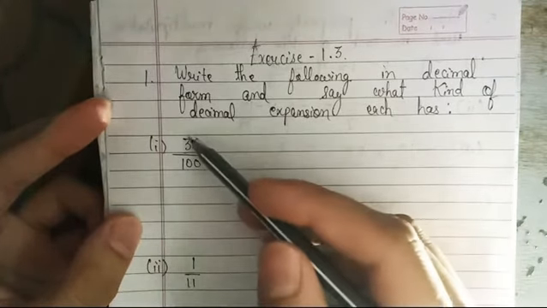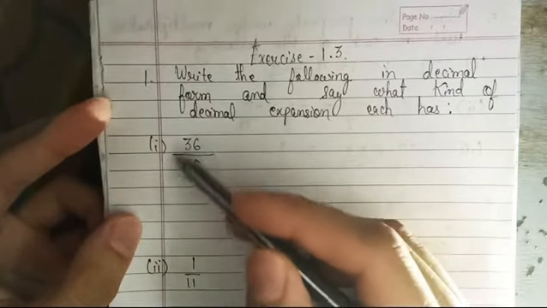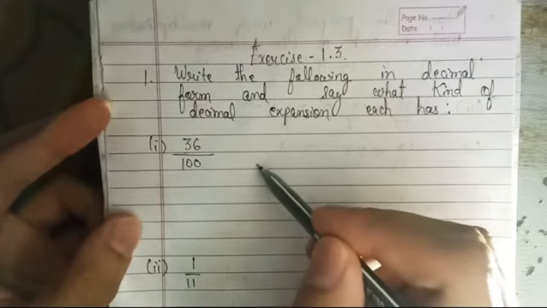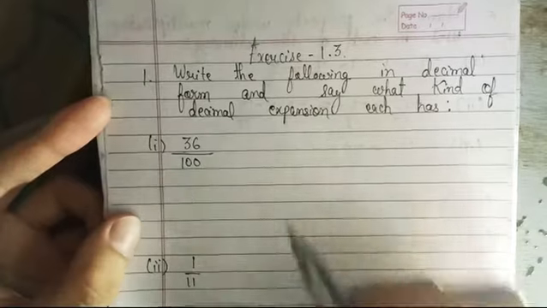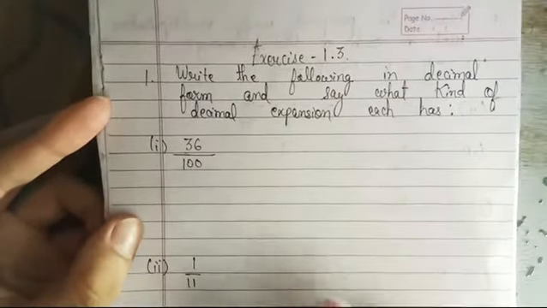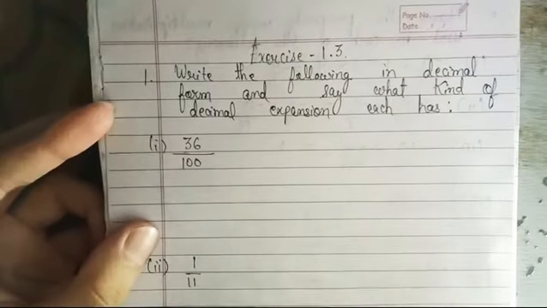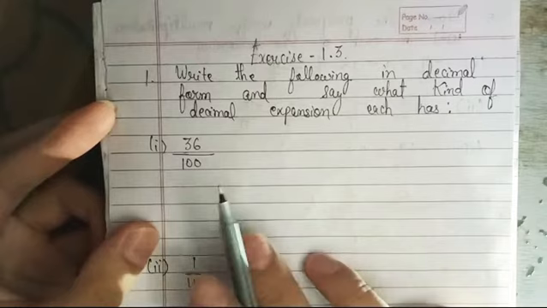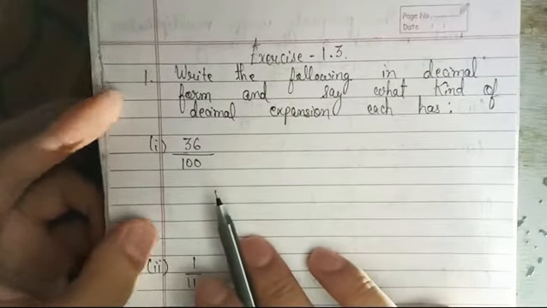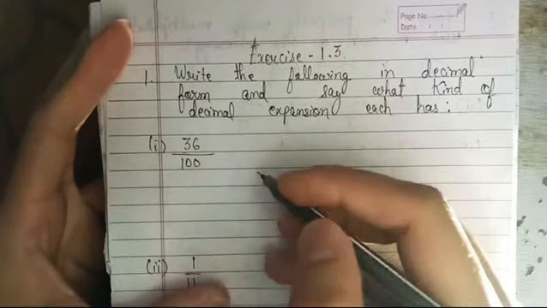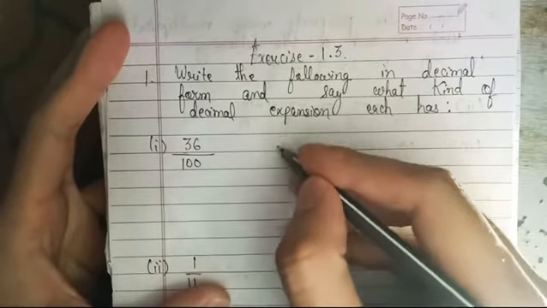Terminating means when we divide a number by any other number, the division will stop at some point, maybe after the decimal, but it will stop after some division. Then that type of division is called terminating division. For example, 36 upon 100. So we will divide 36 by 100.